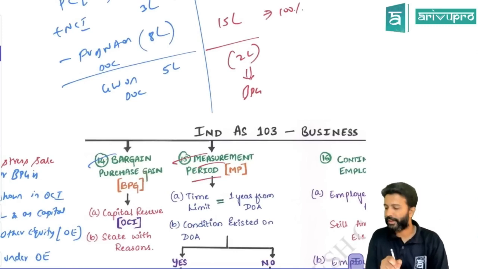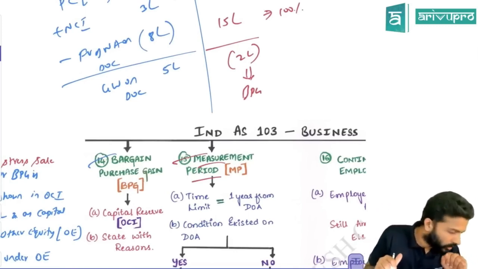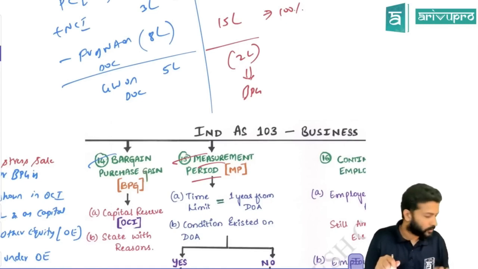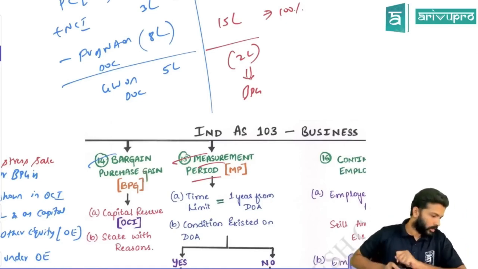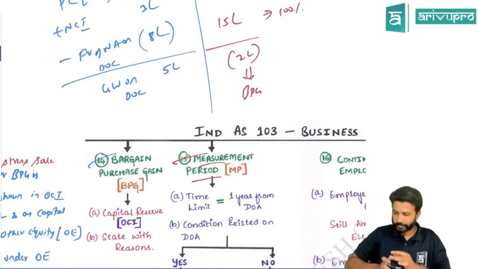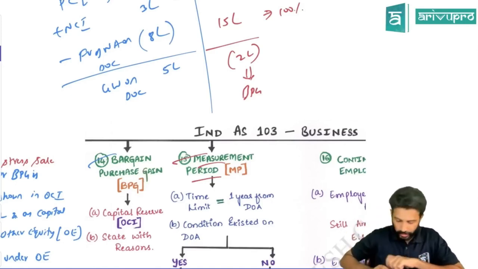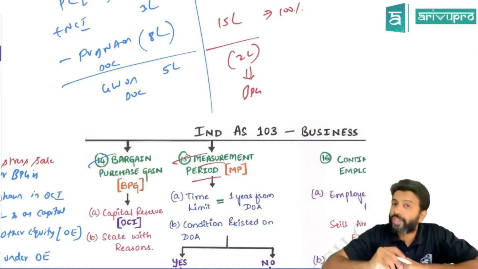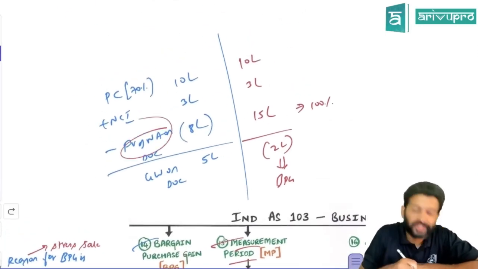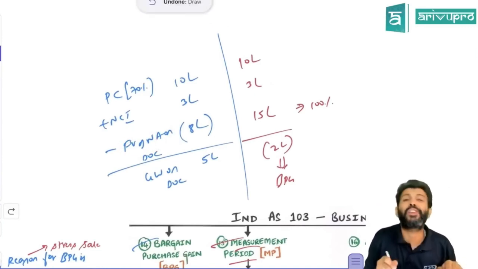Next is measurement period, which is MP. Okay. So what is this measurement period concept? Excuse me. What it says is, one second. Now, sir, to do business combination, you need fair value of net assets. You can't take book value of net assets of the subsidiary company. You need a fair value of net assets.